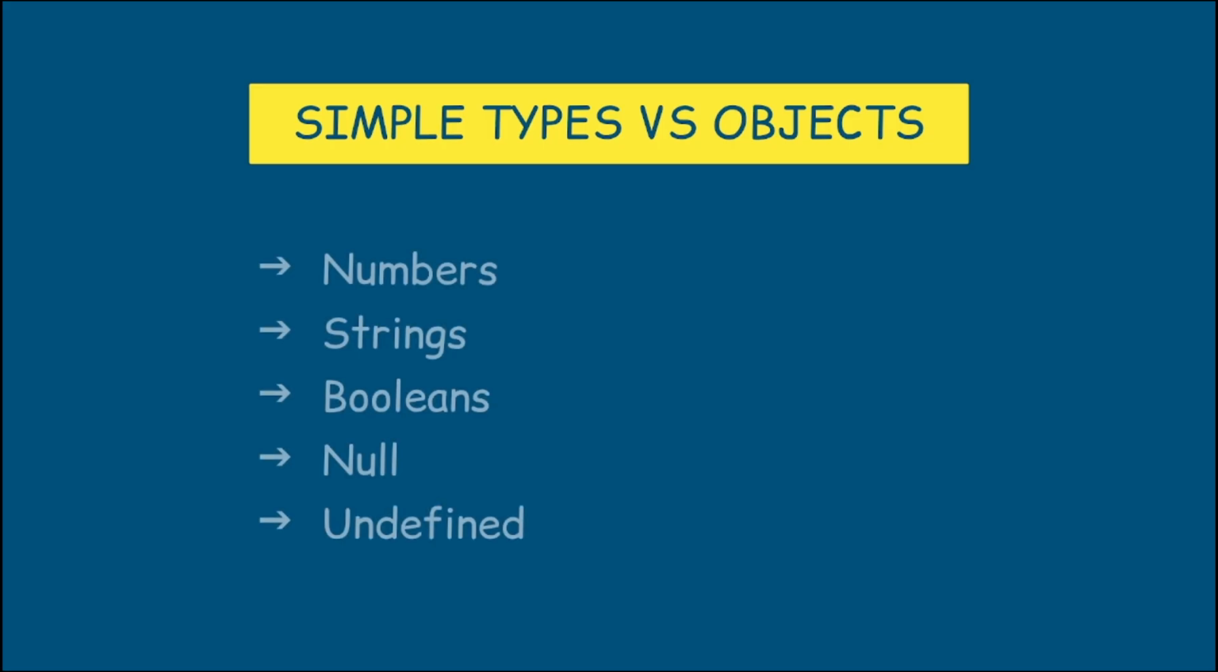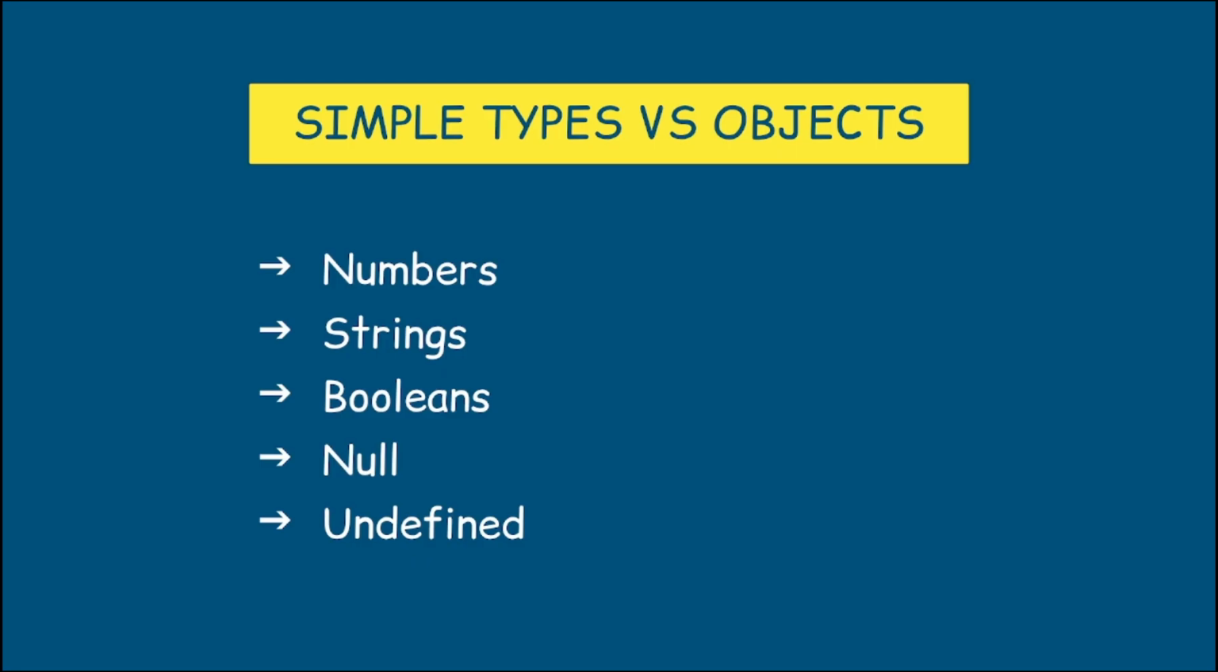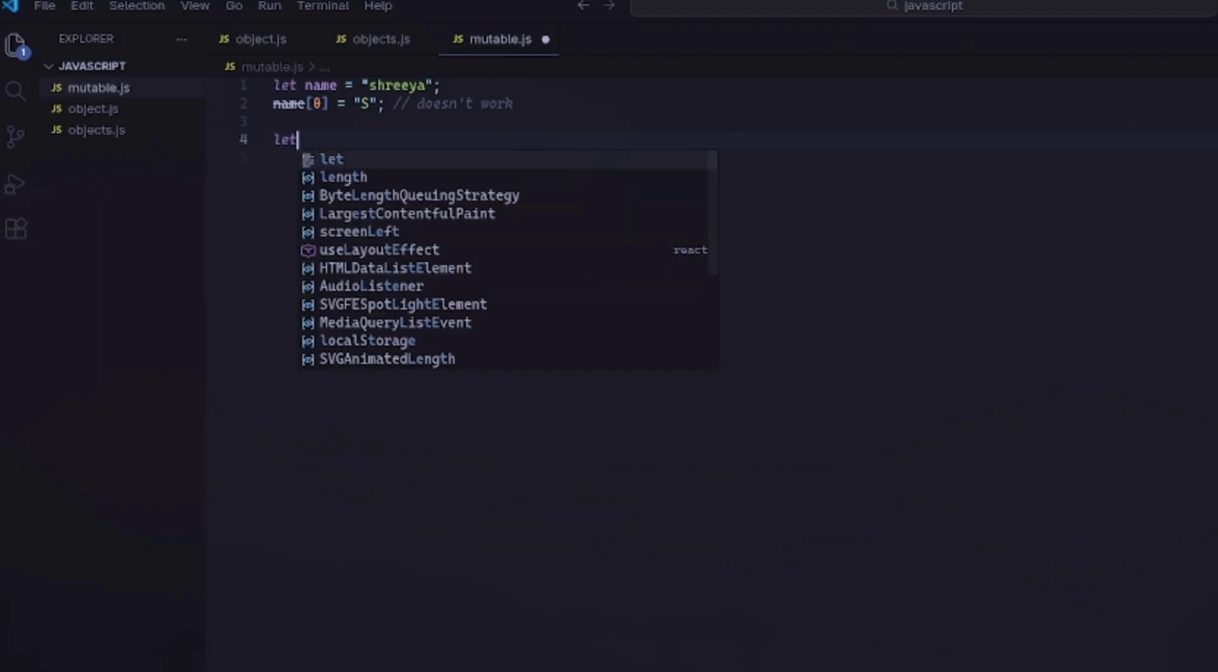JavaScript has simple types: numbers, strings, booleans, null, and undefined. They are immutable, which means they don't change. And for example, let's take this. Let name equals Shreya. Let's say we use small s for now. And if we do this, this doesn't work because numbers don't change and strings, you guessed it, they don't change either, but objects do.